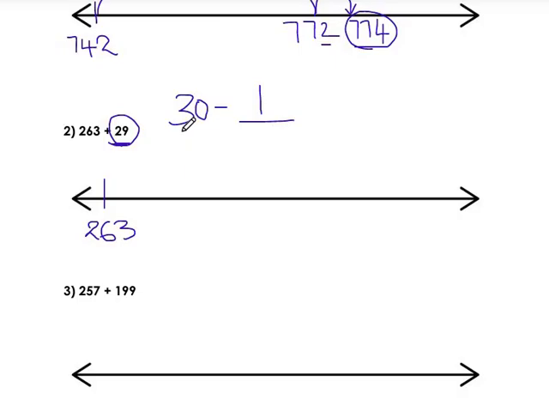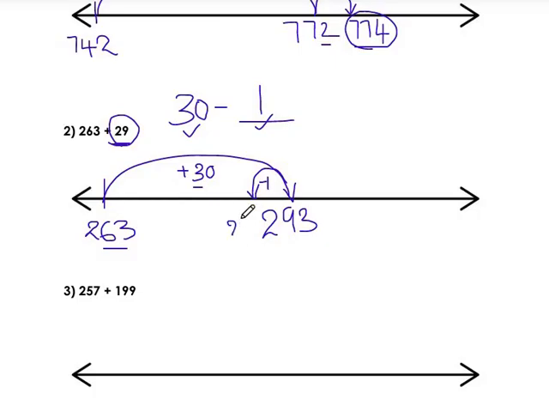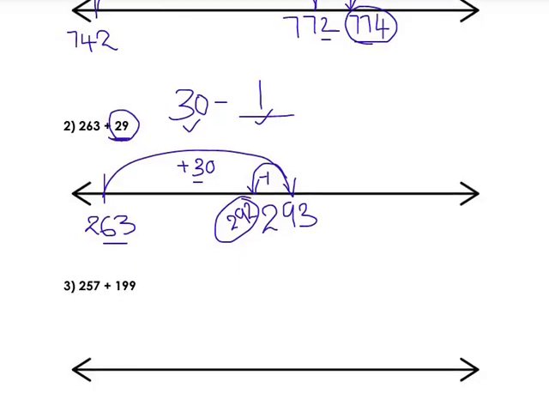So 263, you will add 30. When it is a multiple of 10, it is easy to add it. So when you add it, here 6 and 3. So it becomes 293. And then you need to subtract 1. So if you subtract 1, that becomes 293 minus 1, which is 292. Look how fast I found this. So it is very easy to add 263 plus 29 if you use this trick.